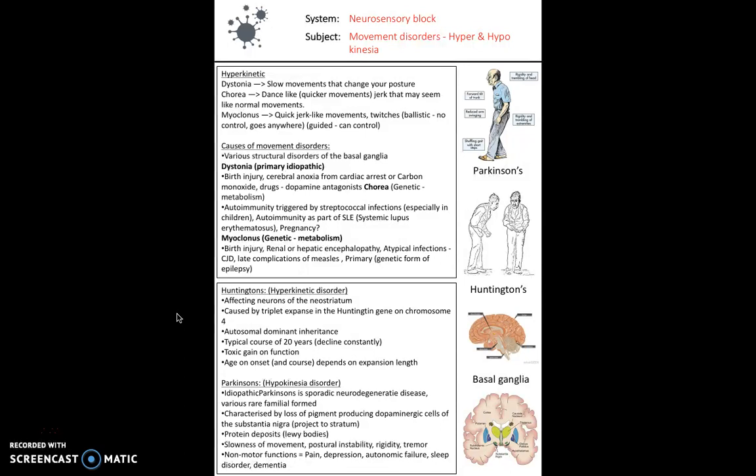So remember how I said it's caused by a triplet expansion in the Huntington gene on chromosome 4. It depends how much that gene has expanded more than what is considered normal in terms of what age the Huntington's onset is likely to be.